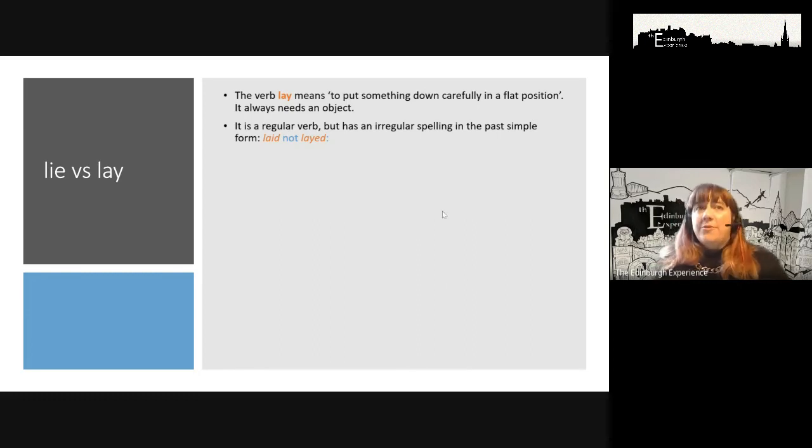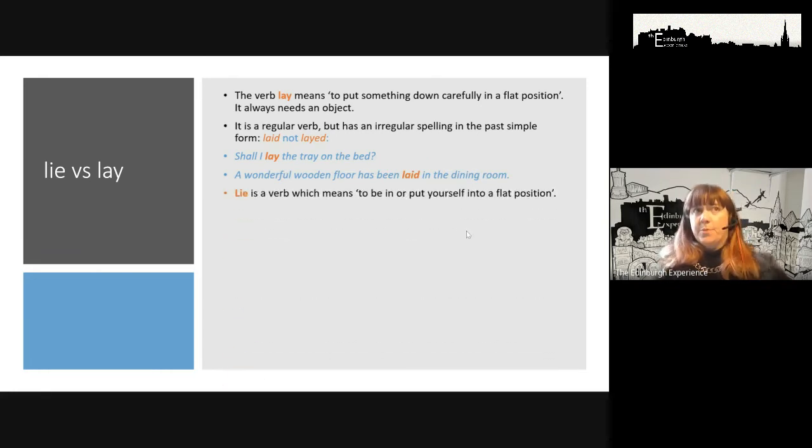It's a regular verb, but in the past simple, it has an irregular spelling. So we spell it with ID, not ED. So the past of lay, to put something in a flat position, is laid, spelled like this. Shall I lay the tray on the bed, for example? Or a wonderful wooden floor has been laid in the dining room.